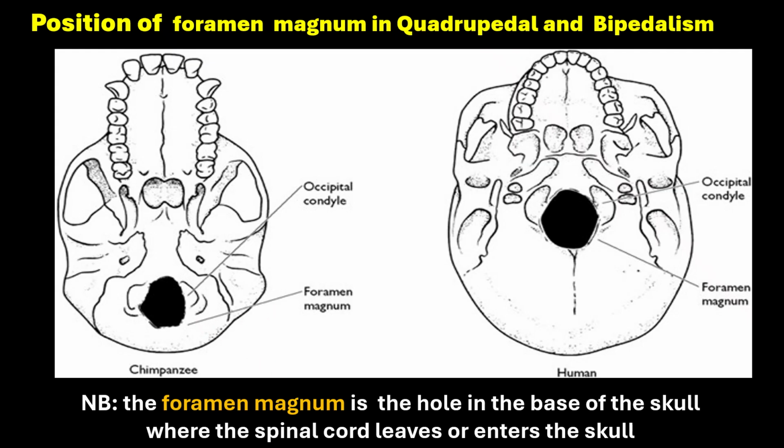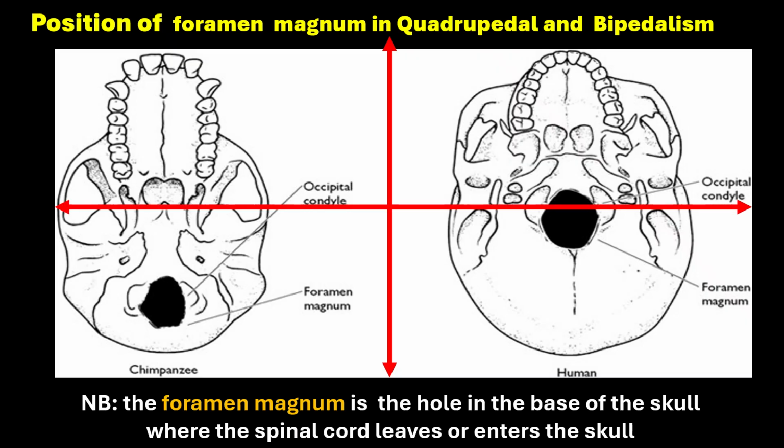So what do we have here? What we have here is a foramen magnum. For terminology's sake, what is a foramen magnum? A foramen magnum is the hole in the base of the skull where the spinal cord leaves or enters the skull. And then let's do some comparison here. We're going to compare the position of the foramen magnum. So if you look carefully, that is the foramen magnum for human, and that's the foramen magnum for non-human.